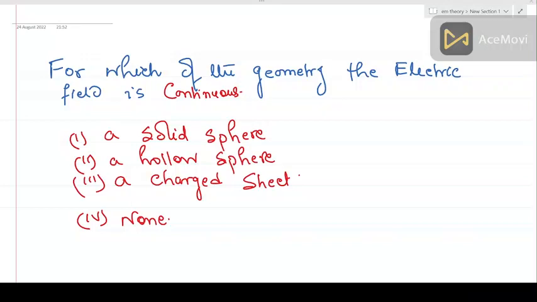Hello students, so we will discuss in this lecture another new topic in electromagnetic theory.